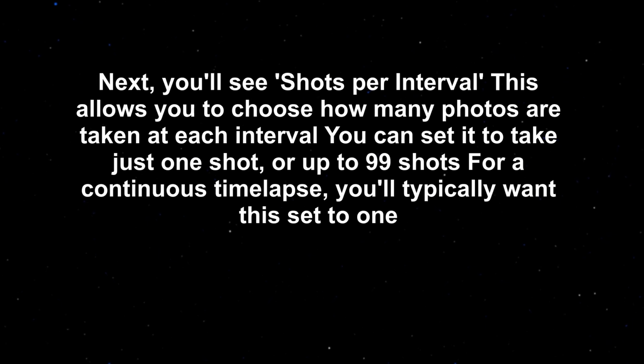Next, you'll see shots per interval. This allows you to choose how many photos are taken at each interval. You can set it to take just 1 shot, or up to 99 shots for a continuous time lapse. You'll typically want this set to 1.